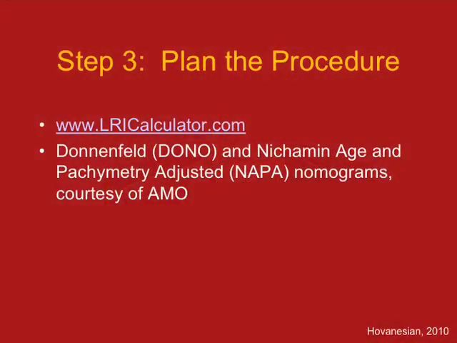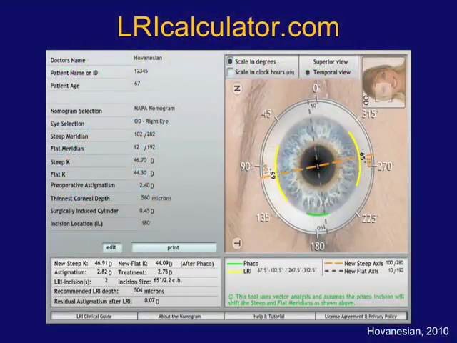Fortunately, the website shown here makes it very simple to plan the procedure. You choose which nomogram you'd like to use, and the interactive web page will ask for the required data, and then it will give you a printout telling you exactly where the limbal incisions should be located. It'll also give you a picture showing the orientation for a surgeon given where you would like to sit, either temporally or superior, whatever you choose.